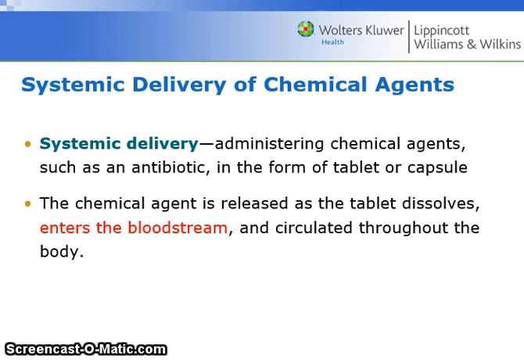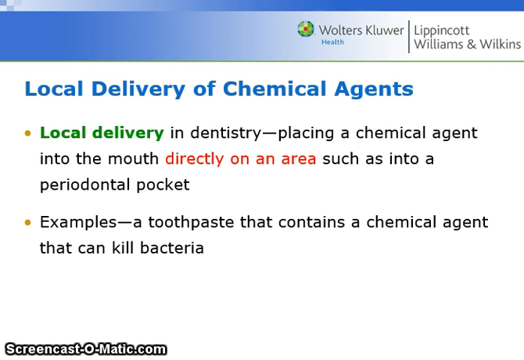Systemic delivery of chemical agents. Systemic delivery means administering chemical agents such as an antibiotic in the form of tablet or capsule. The chemical agent is then released as the tablet dissolves, enters the bloodstream, and circulates throughout the body.